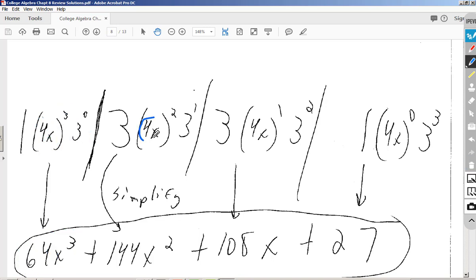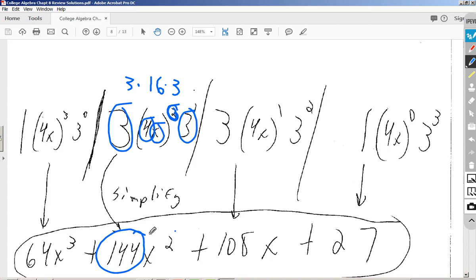Now I've got 4 to the second, which is 16. And I've got 3 and another 3 here. So that's 3 times 16 times 3. And 3 times 16 times 3 comes out to be 144. And then notice I still have my x to the second power.